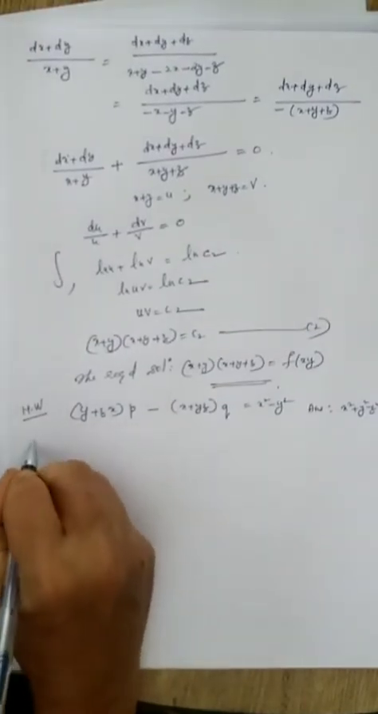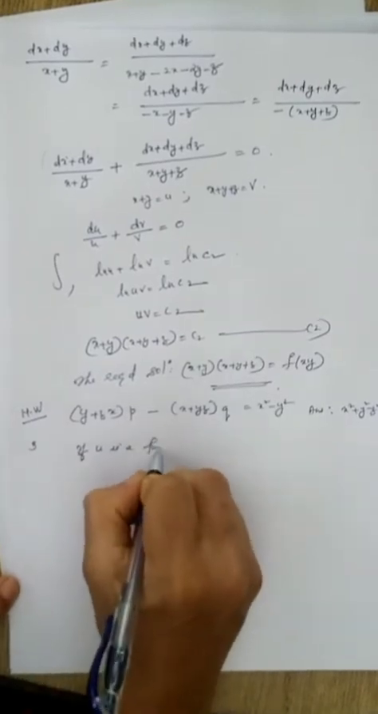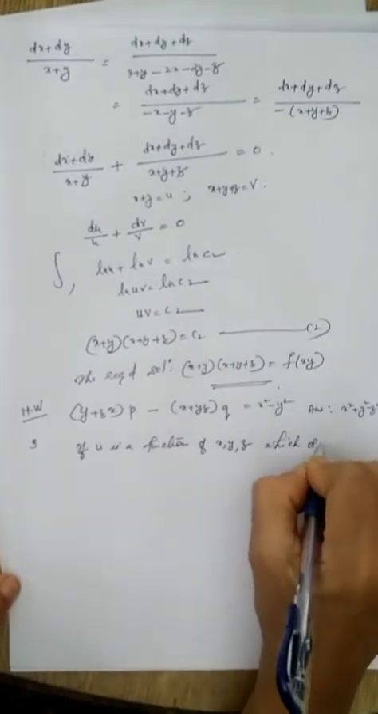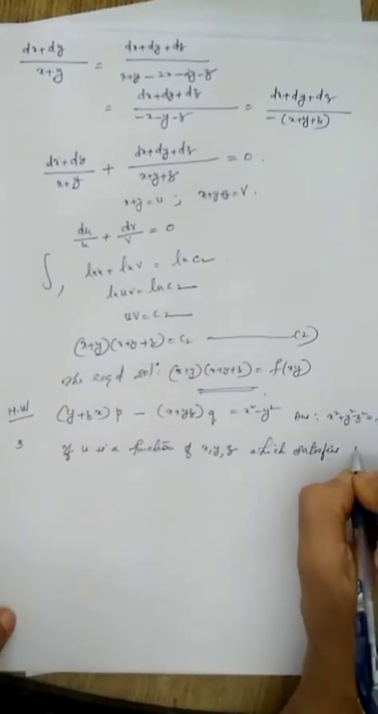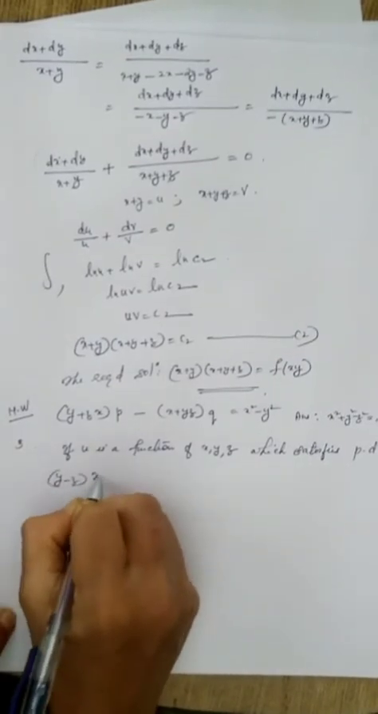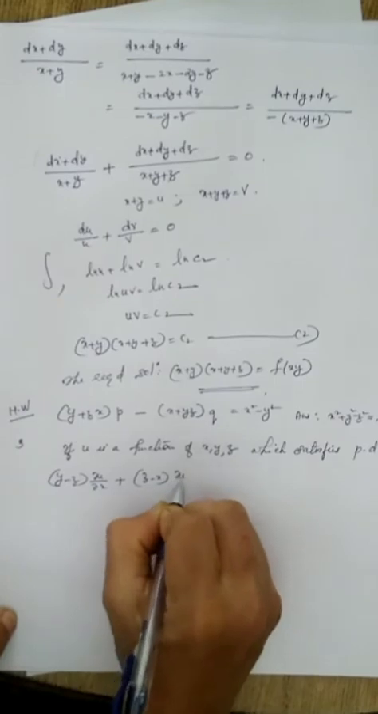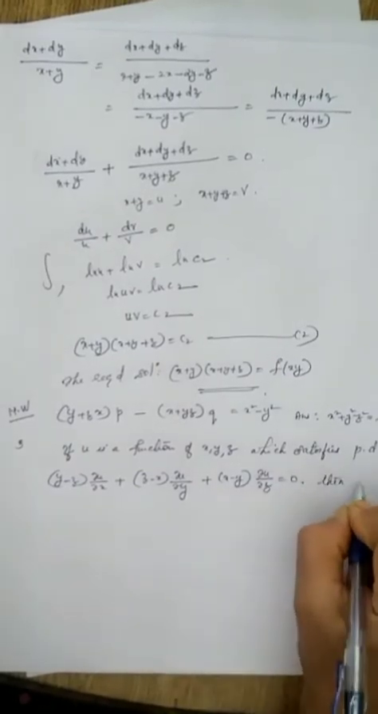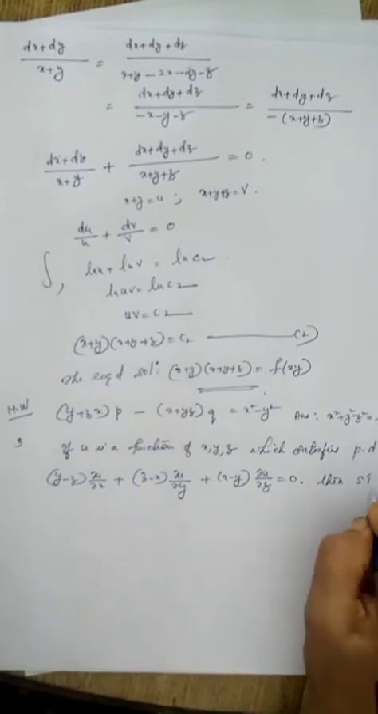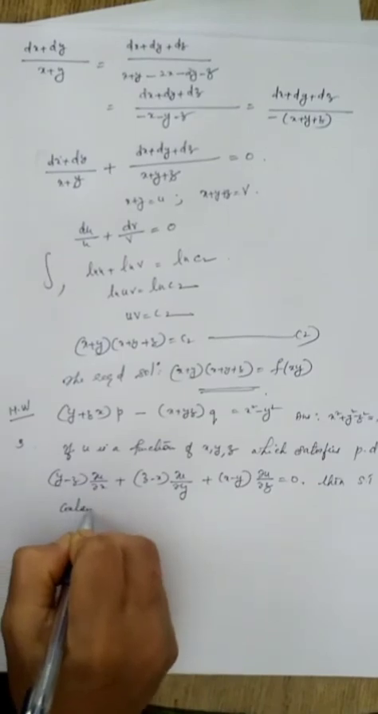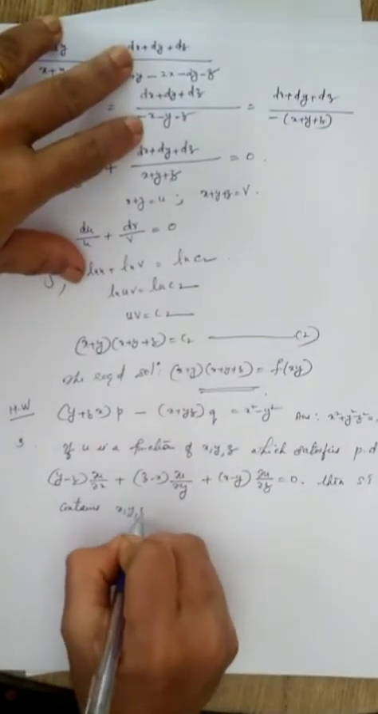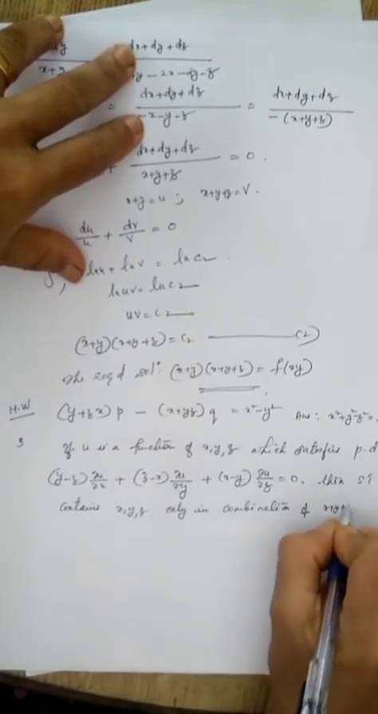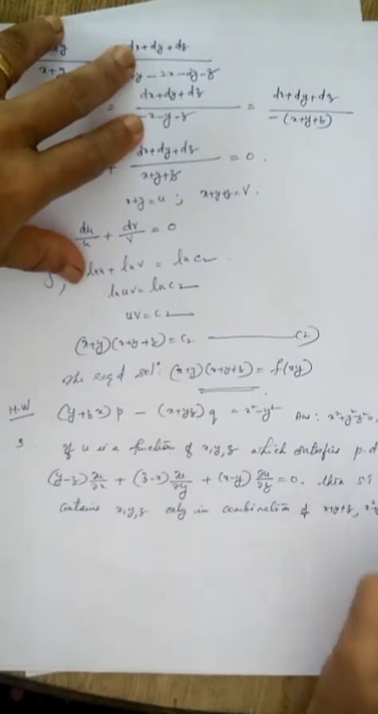Another question. If u is a function of x, y, z, which satisfies the partial differential equation y minus z into dou u by dou x plus z minus x into dou u by dou y plus x minus y into dou u by dou z equal to 0, then show that u contains x, y, z only in combination of x plus y plus z and x square plus y square plus z square.